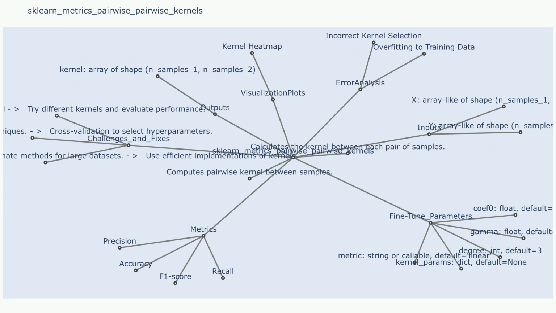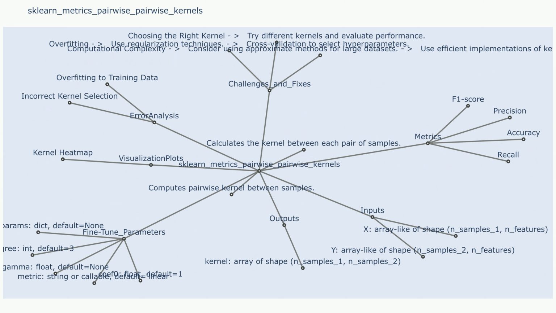Sigmoid utilizes a sigmoid kernel, often used in neural networks. Cosine measures the cosine similarity between samples, focusing on the angle between feature vectors. Precomputed assumes that the input arrays X and Y are precomputed kernel matrices.